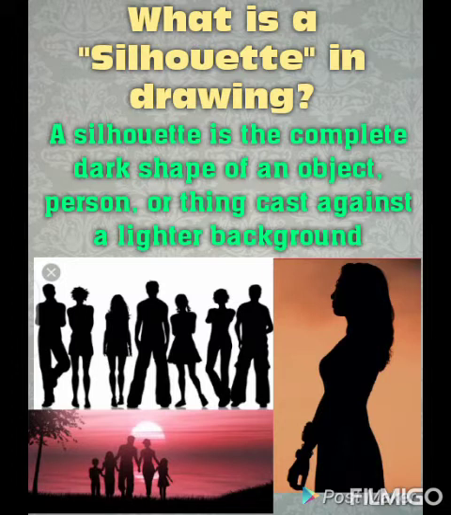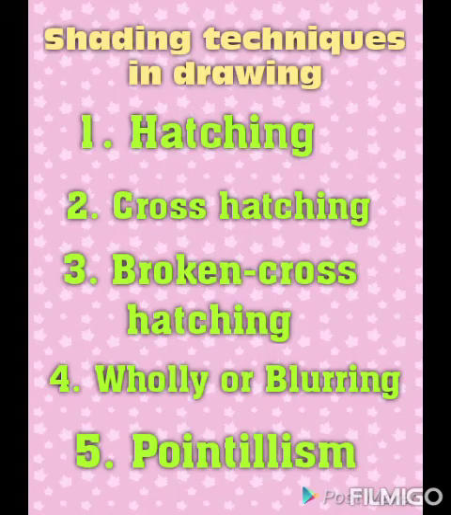What is a silhouette? A silhouette is the completely dark shape of an object, person, or thing cast against a lighter background. A silhouette is usually seen at night. Imagine someone is standing in darkness at night. You can see the person's solid shape, but you can't identify the person because the person is completely dark. What you're seeing is referred to as a silhouette.